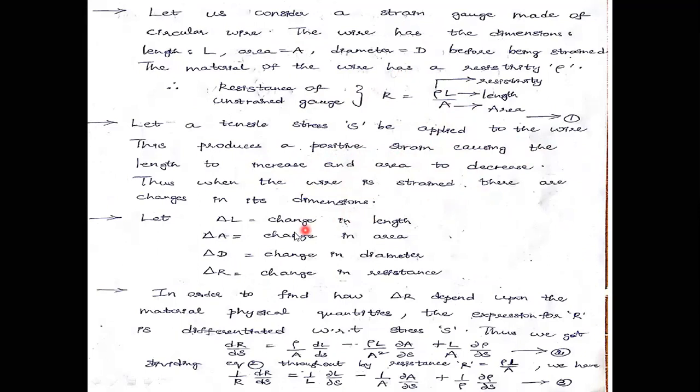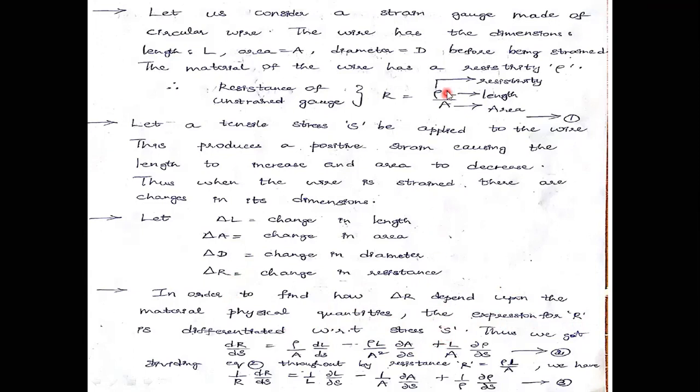Those dimensions are, let delta L mean change in length, delta A change in area, delta D change in diameter, delta R change in resistance here. In order to find how this change in resistance depends upon the material physical quantities, the expression for resistance, capital R, is differentiated with respect to S here.